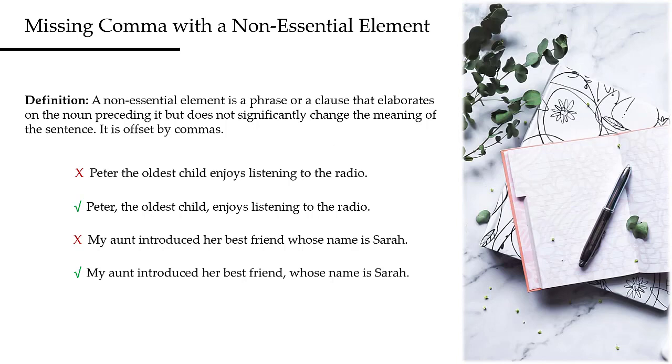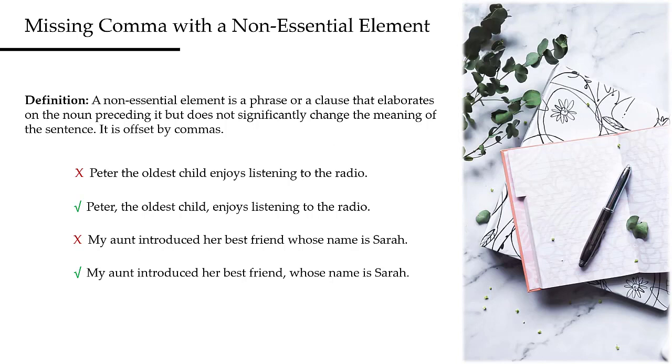So this example: Peter, the oldest child, enjoys listening to the radio. The point of this sentence is that Peter enjoys listening to the radio. So the fact that he's the oldest child, that does add information to our sentence, but it doesn't change the main meaning of the sentence, the fact that he enjoys listening to the radio. So this is what's called a non-essential element. It's extra information. It adds detail that helps the reader understand what's happening, but it isn't essential to the meaning of that sentence. So we have to set that off with commas.